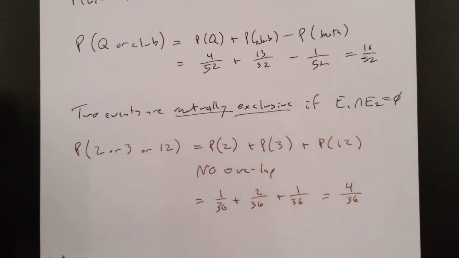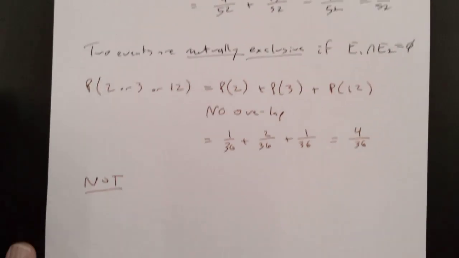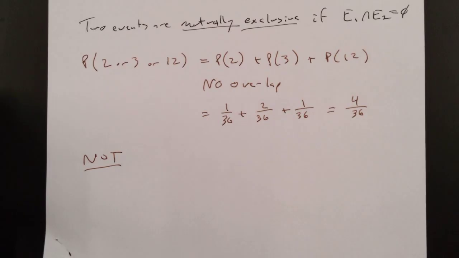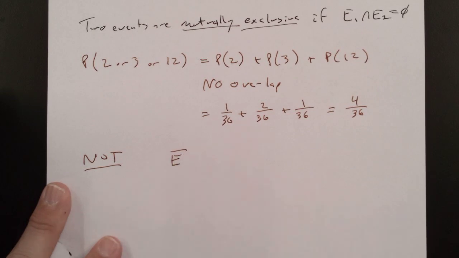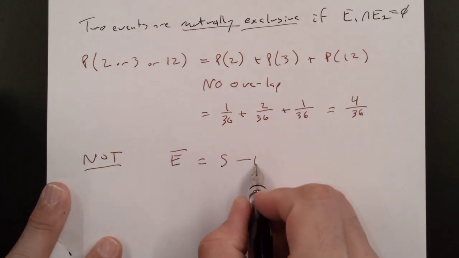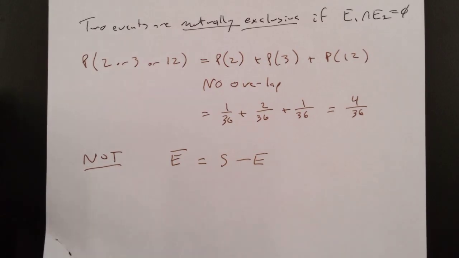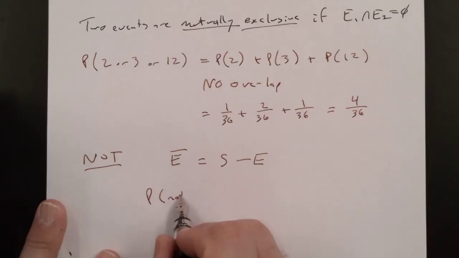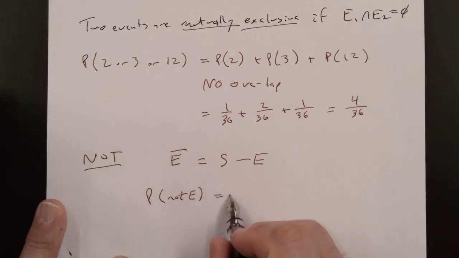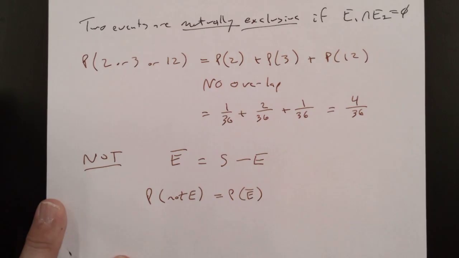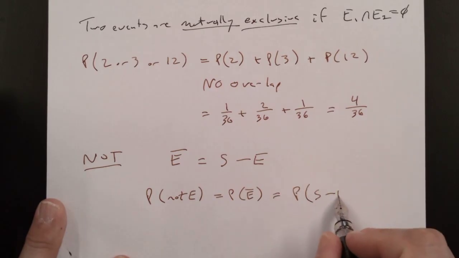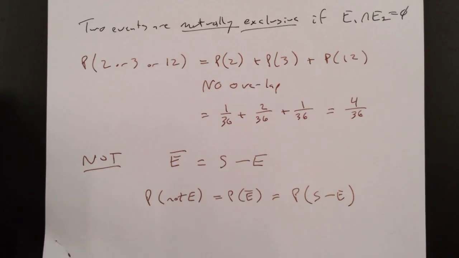What does the word not tell me to do when I'm counting? And count everything else, right? If the complement of an event is everything that isn't in it, then the probability of not my event E, that's the chance of E complement, is the same as the chance of S minus E.